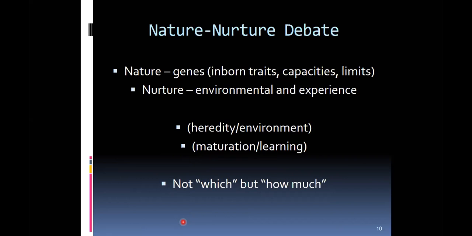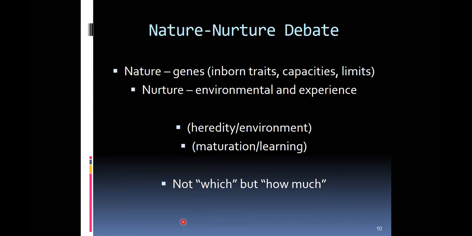So those genes then provide us with certain inborn traits like our height, eye color and all that kind of stuff, right? As well as potentially even temperament and personality related traits to some extent. These provide the capacities that we have, as well as potentially limits to our abilities.